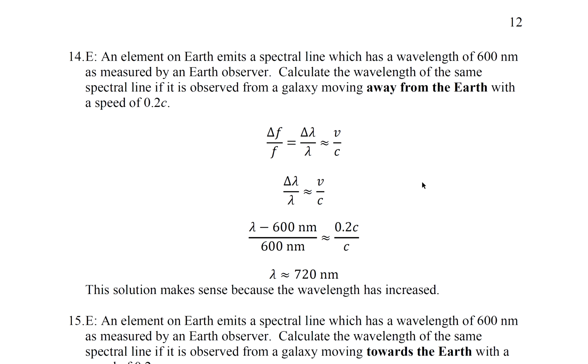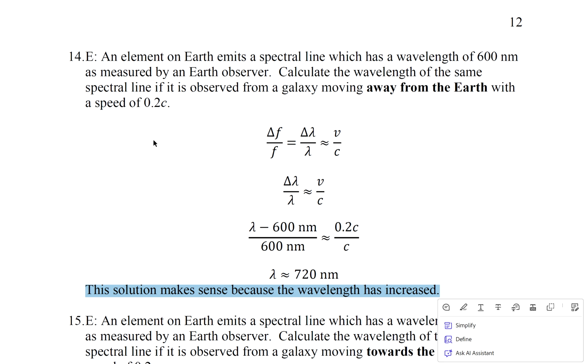Question 14. An element on Earth emits a spectral line which has a wavelength of 600 nanometers as measured by an Earth observer. Calculate the wavelength of the same spectral line if it is observed from a galaxy moving away from the Earth with a speed of 0.2 c. So that's what we do. We're going to use this equation. This solution makes sense because the wavelength has increased, because it's moving away from us.